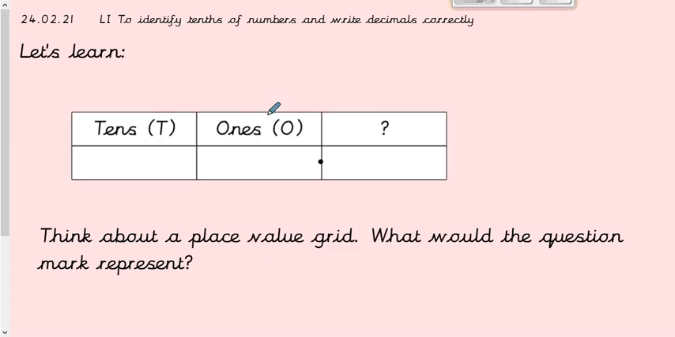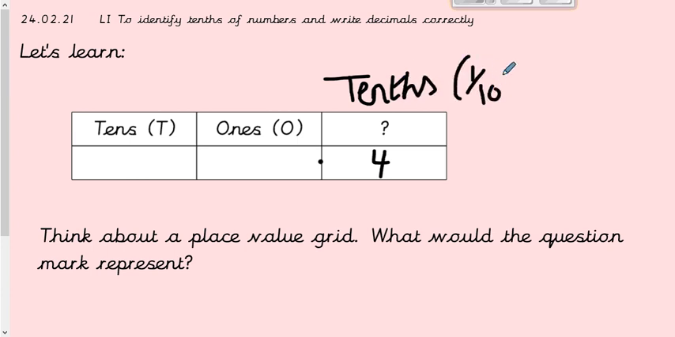So let's learn then. Looking at this place value chart or grid, what would the question mark represent? So we have our tens, we have our ones, and then what value of the digit, say if there was a 4 here, what would the value of this part of the grid be? So it would be tenths, okay? That is where our tenths come in, which is also the same as this. Okay, so tenths, which is also that, is what comes after here.